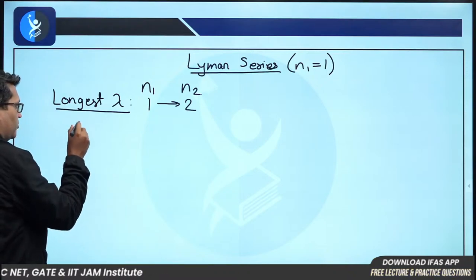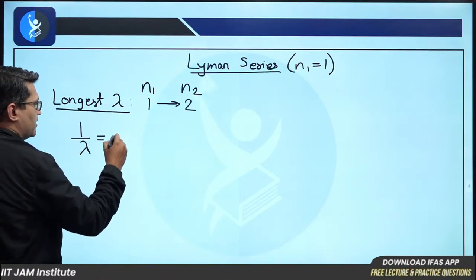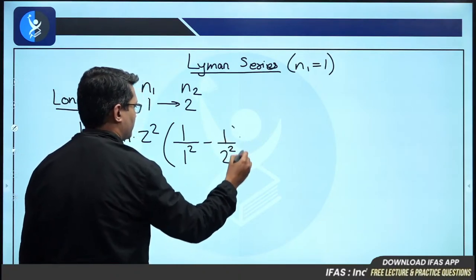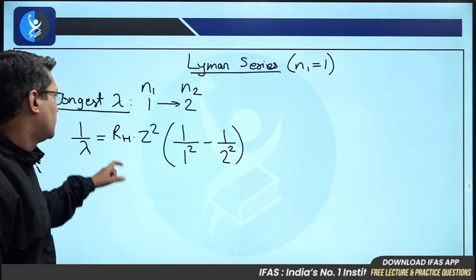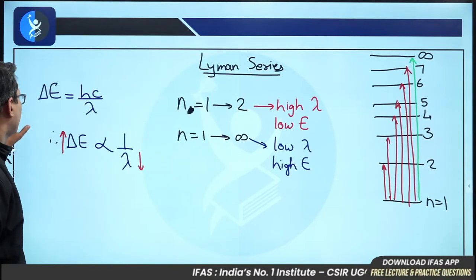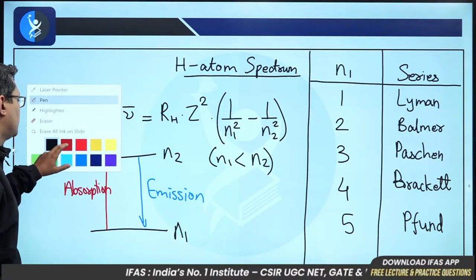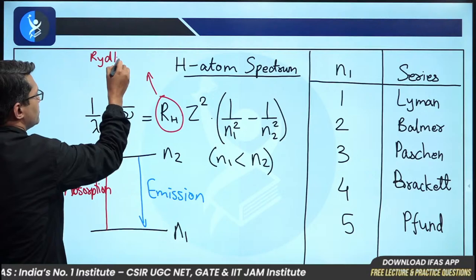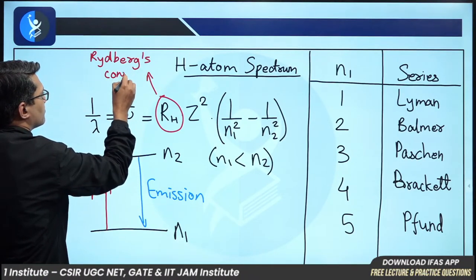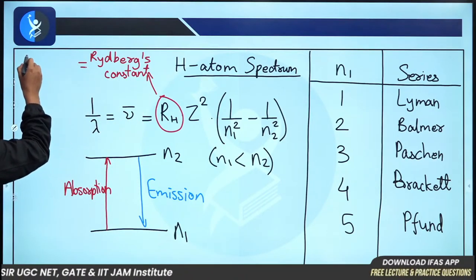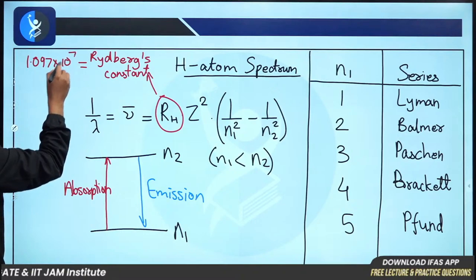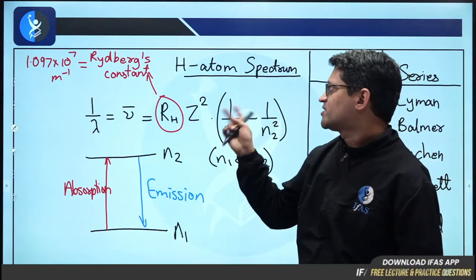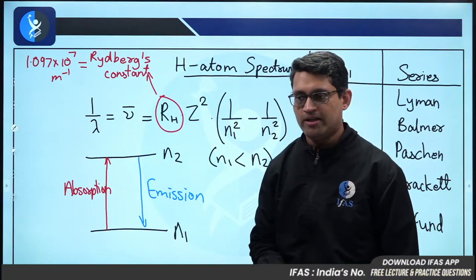1 by lambda will be equal to RH into Z squared into 1 upon N1 squared minus 1 upon N2 squared. Now, what is the value of RH? RH is what is called the Rydberg's constant. And what is this Rydberg's constant equal to? 1.097 into 10 raised to 7 per meter, or meter inverse, approximately 1.1.